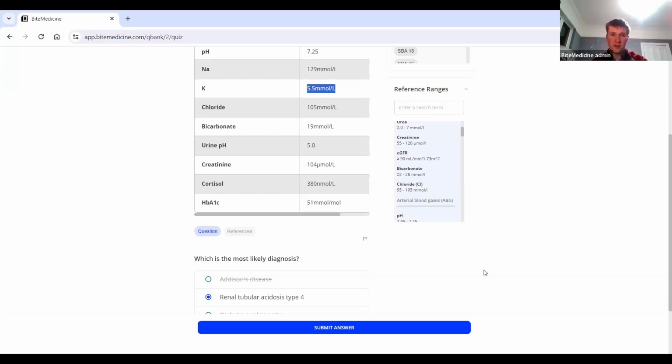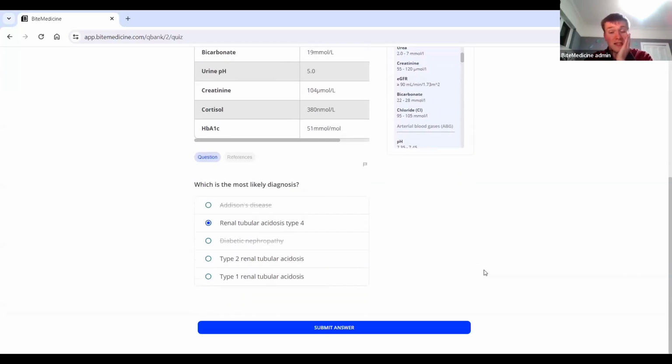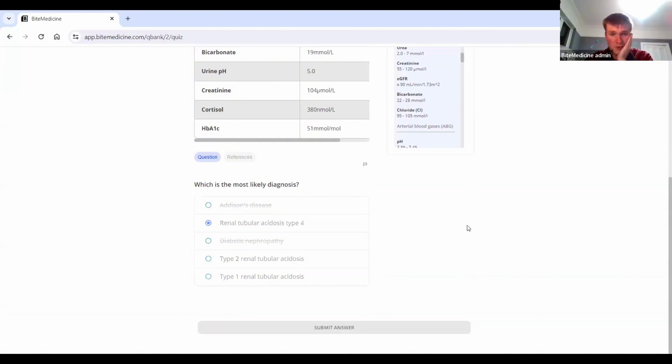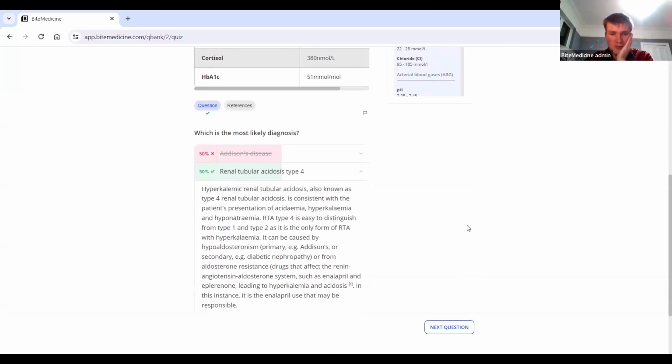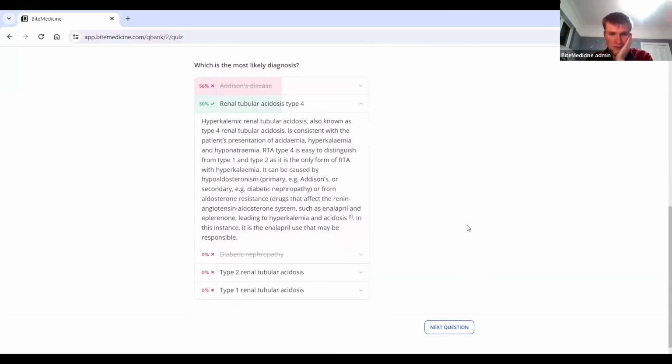What causes low sodium and high potassium? It's hypoaldosteronism. Is that linked to type 4? Let's have a look. Oh, look at that. I'm not taking credit for that, guys. Not a lot of intelligence went into that.